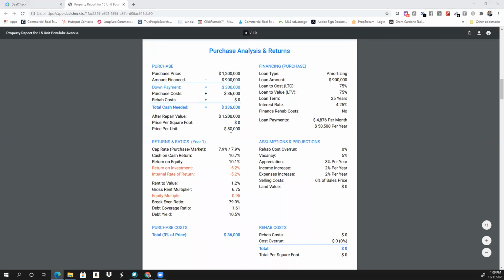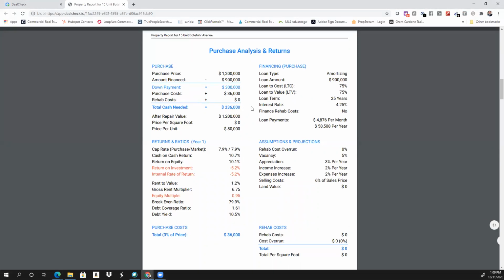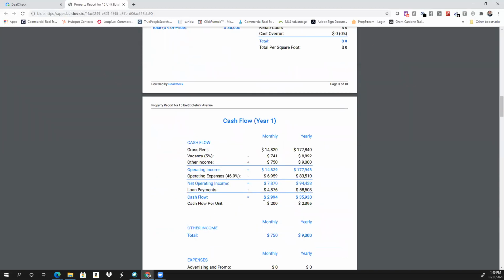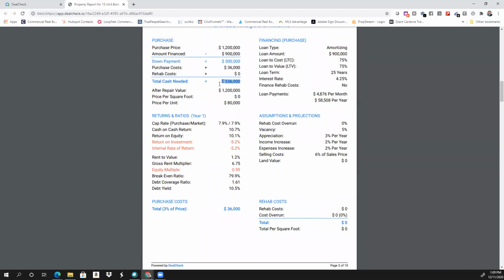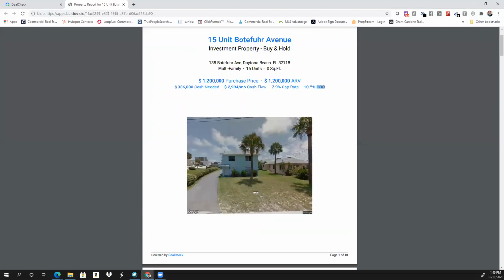Okay, there's the total cash needed down, right? That was all you had in the deal. And the net cash flow after loan payments was 35,930. If you're doing this on your calculator, I'll show you the cash on cash, because here's the 35 divided by your initial down payment. So if you go 35,930 divided by 336, that's a 10.6. That's where you get the cash on cash return.